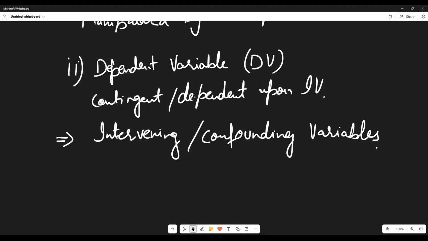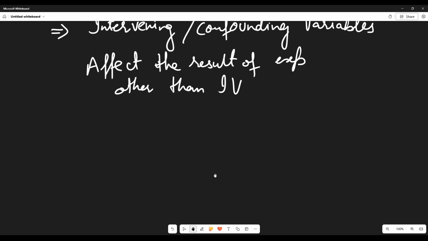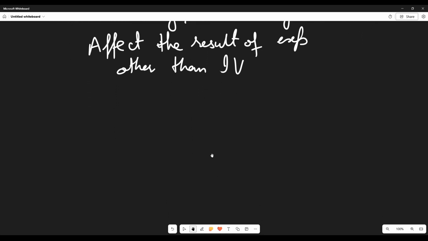So this pain was an intervening variable that has affected the result of the experiment. They affect the result of the experiment other than the IV. So the experimenter has to control them in order to make the results clear and accurate.